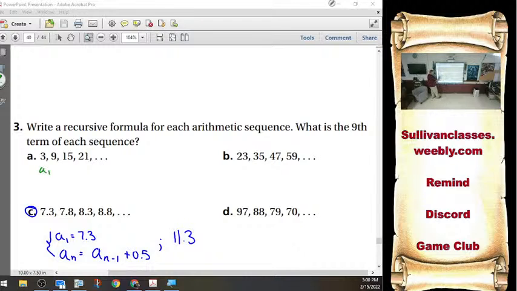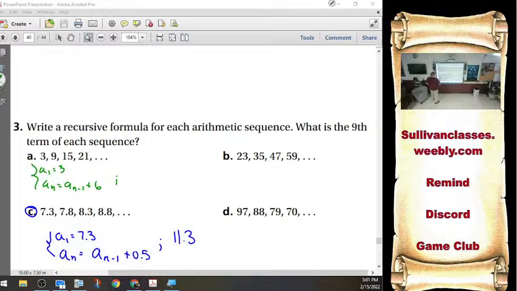Okay? You say a sub 1 is 3. A sub n is a sub n minus 1 plus 6. And I got a couple kids already saying, well, couldn't I just take 9 times 3 plus 3? No. Why not? It's very close.